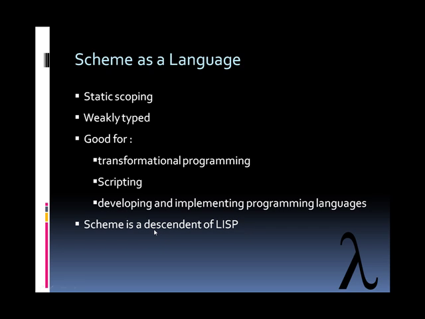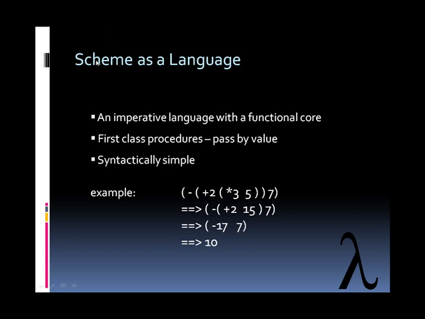Scheme is a descendant of Lisp. It shares most of its syntax with Lisp, but it provides static rather than dynamic scope rules. Lisp and Scheme have found their main application in the field of artificial intelligence. Scheme is an imperative language with a functional core. The functional core is based on the lambda calculus.